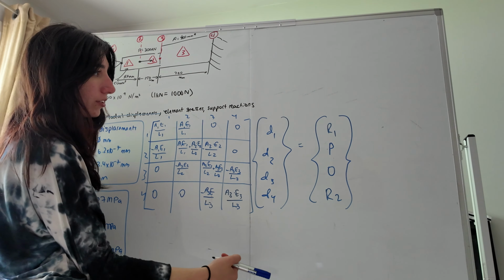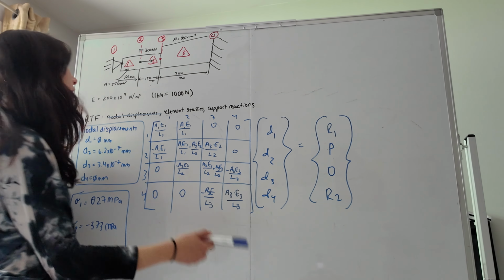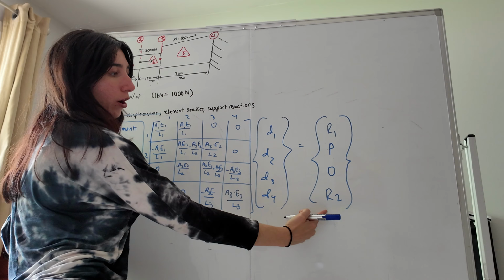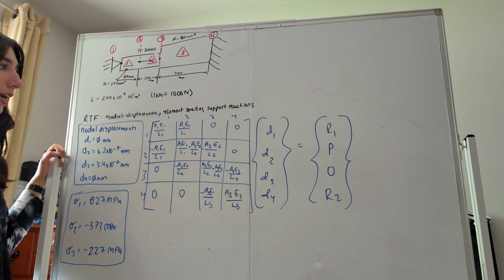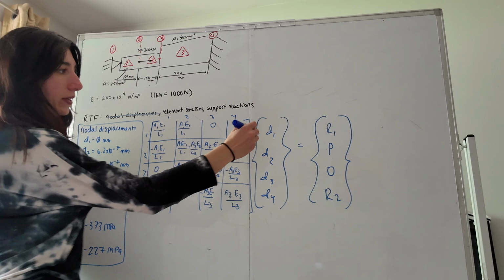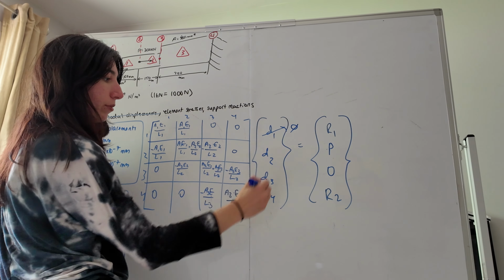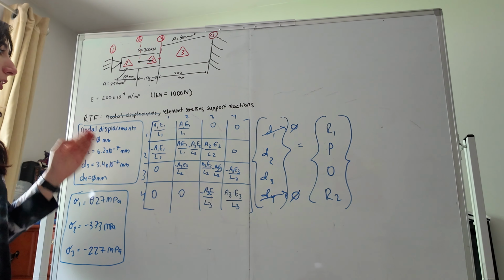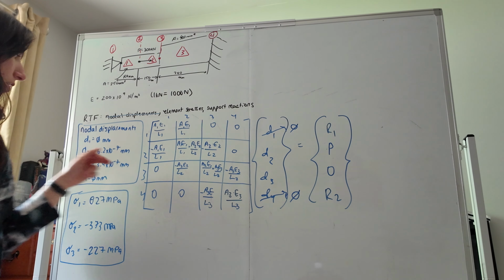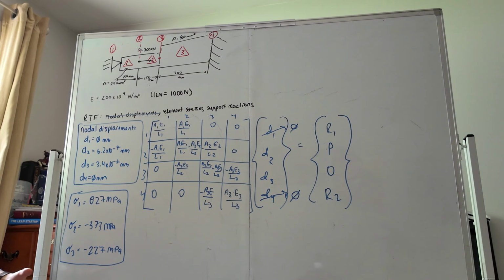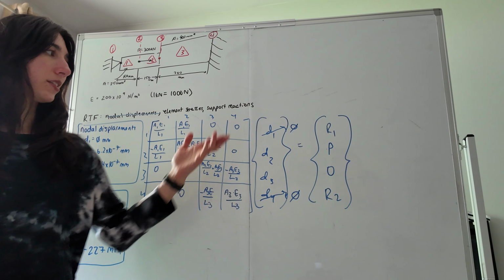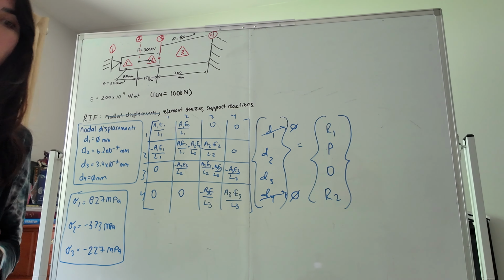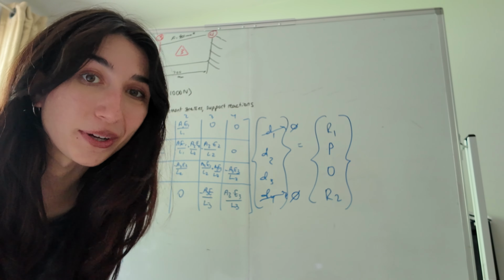Our support reactions are the reactions at node 1 and node 4, R1 and R2 respectively. Given that we now know what each of these displacements are, and also that D1 and D4 are 0, we can use the constants and the solved displacements to create two equations that allow us to solve for R1 and R2. We're just going to do some basic matrix multiplication to get the equations.